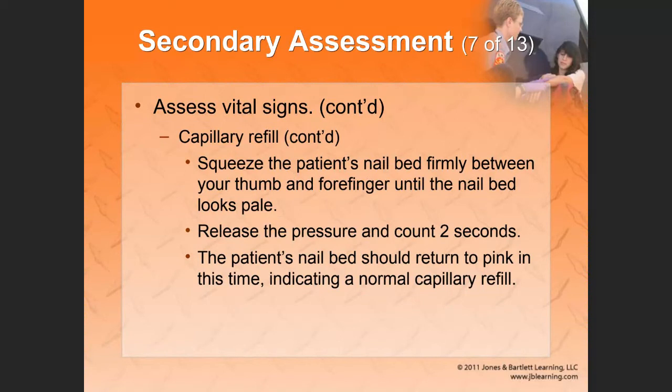So squeeze the patient's nail bed firmly between your thumb and forefinger until the nail bed looks pale. Release the pressure and count to 2 seconds. The patient's nail bed should return to pink in this time, indicating a normal capillary refill. So it should not exceed 2 seconds.